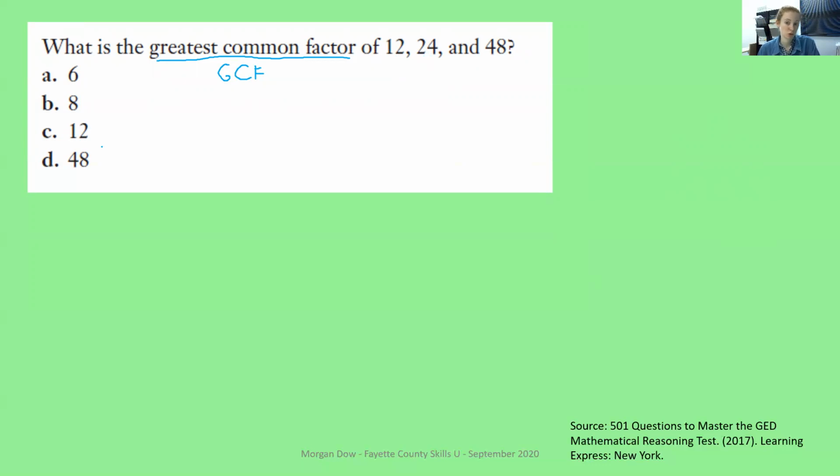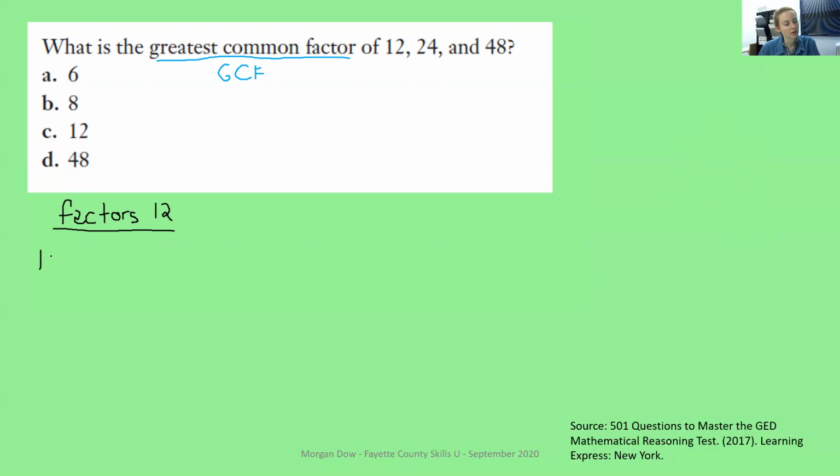But let's say you're not sure. What you would want to do is go through and list all of the factors for each of these numbers. So let's start doing that. Let's start with factors of 12. Now, when I list out factors, I like to list them out in factor pairs, so pairs of numbers that multiply together to give you 12. And I like to start with 1 and work my way up to have a little organization in my life.